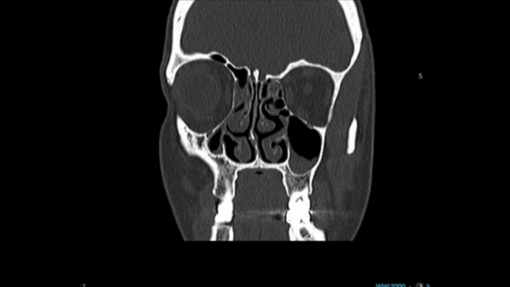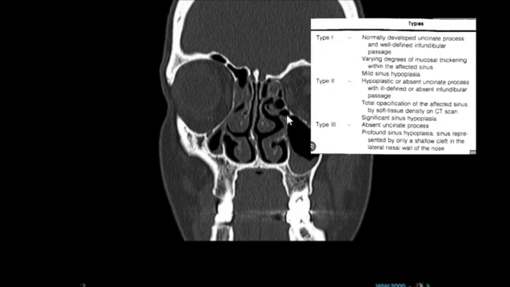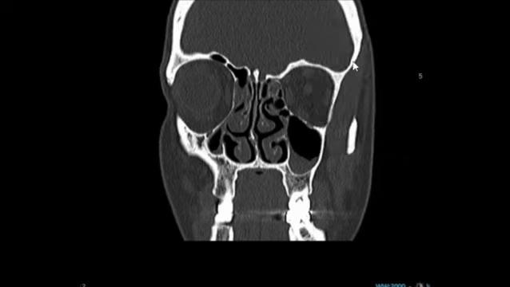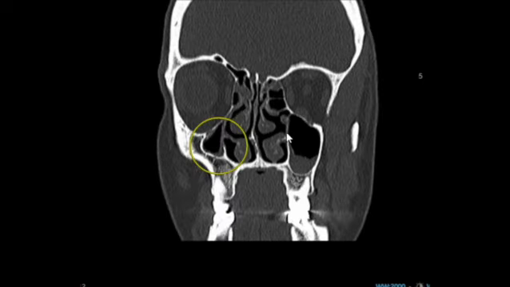Now, what are the types of the Bolger's classification? We have type 1, type 2, and type 3. These are all based on the uncinate process. Type 1 is characterized by the normal uncinate process and a well-defined infundibulum. There is mild sinus hypoplasia. What you can do is at times measure this diameter, this length from medial to lateral wall, and compare it with the other side. That will be type 1.